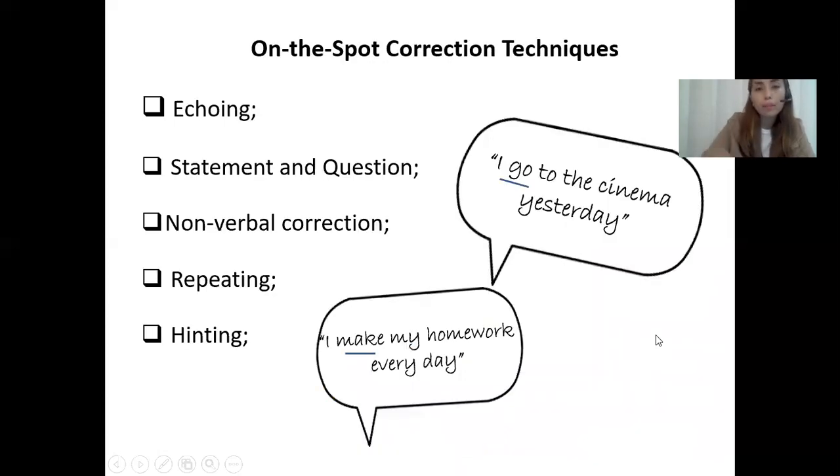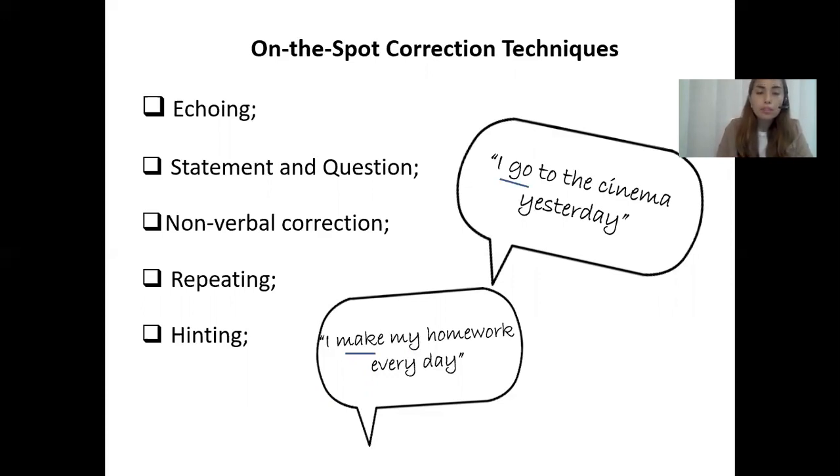And the first correction technique is called echoing, when we simply repeat what student has said, and it kind of gives our students a sign that they have to change something. Like if a student says, I go to the cinema yesterday, you can simply repeat and say, I go to the cinema yesterday, and student will understand that he needs to correct something.